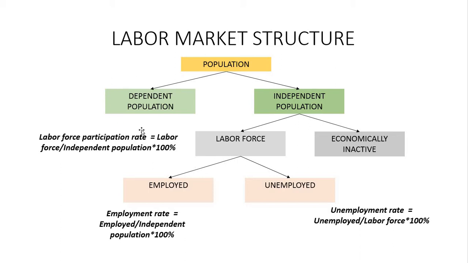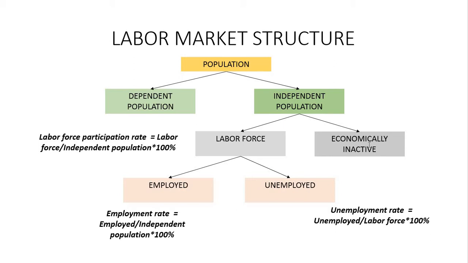So all of those people go to the dependent population, and independent population is composed of those who are able to work. So again, they are not children, they are not retired, they are not in army, they are not institutionalized. So out of those who are able to work, we have to distinguish between those who are willing to work and those who are economically inactive.